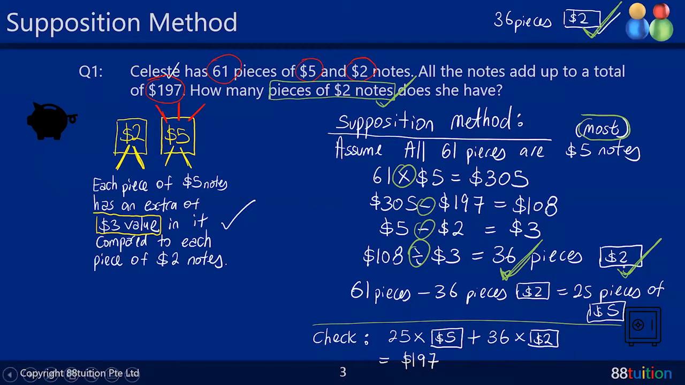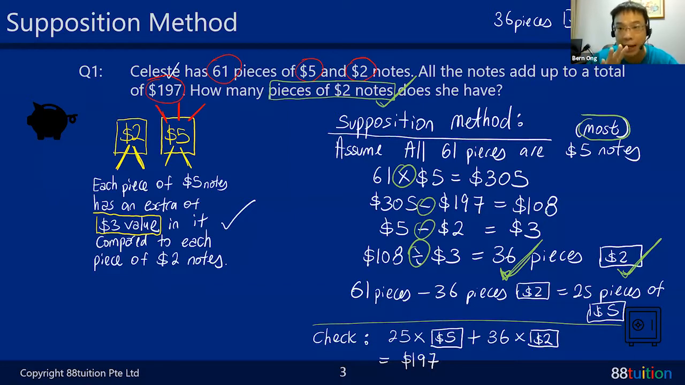You see? But just now I didn't. Just now I don't care what the question asked me, whether to find $2 note or $5 note. I don't really care. But I know that according to my style, I like to use the list. So every time I do this type of question, I use the list first.